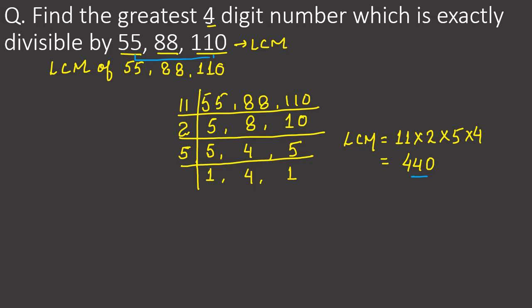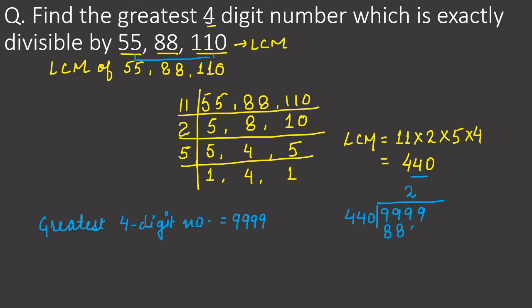Now we know that greatest 4-digit number is 9999. We have to find out that greatest 4-digit number which is exactly divisible by 55, 88 and 110, or we can say which is exactly divisible by 440. So divide 9999 by 440. 4 twos are 8, 4 twos are 880. Subtract them.